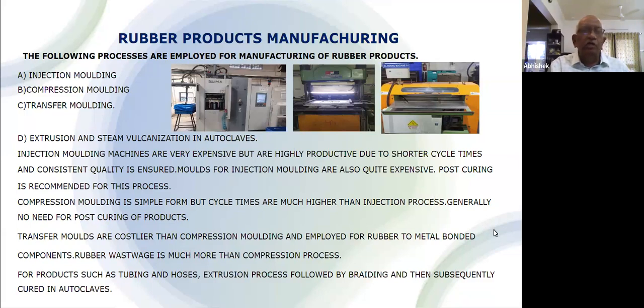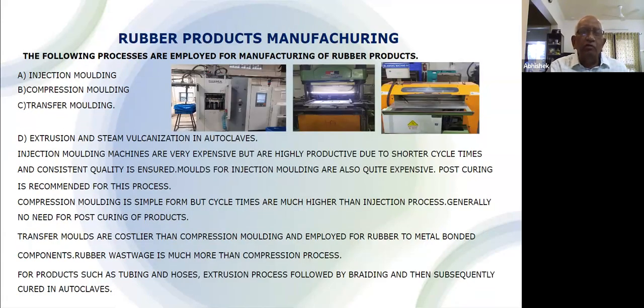Then the third process is called the transfer molding process. This process is largely employed for, say, metal to rubber products. There is a pot called the transfer pot, where rubber is placed, and then it is transferred into the main cavity. Here you end up losing some material as wastage because cured rubber will remain in the pot. But there is no other way for rubber to metal molded components. This is generally accepted in industry.